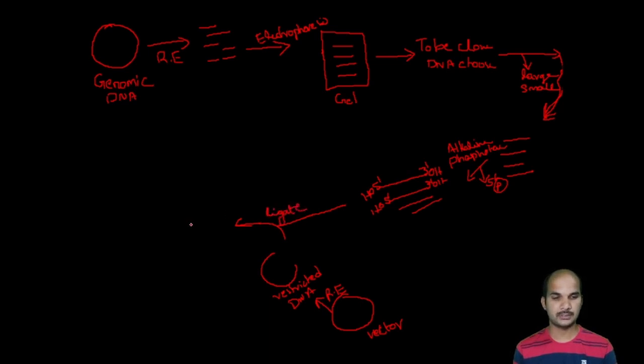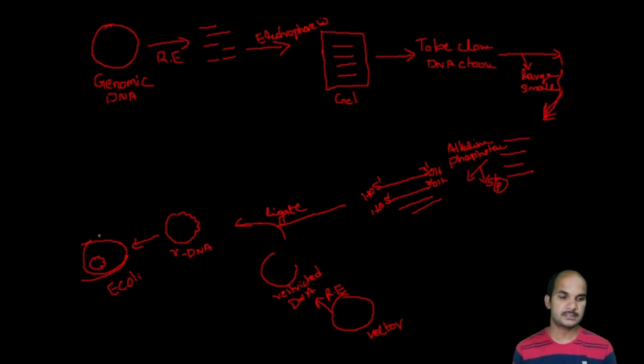After ligation, the vector DNA with the genomic DNA ligated forms the rDNA, recombinant DNA. This recombinant DNA we have to transform into E. coli.